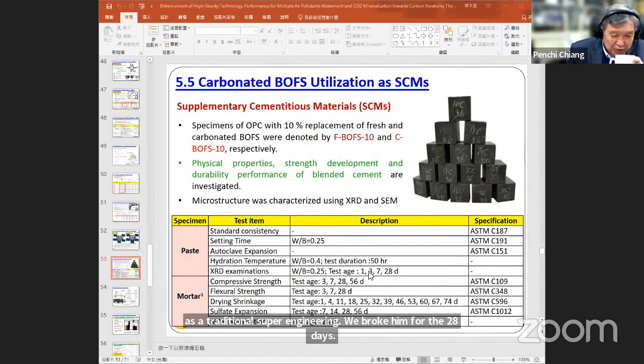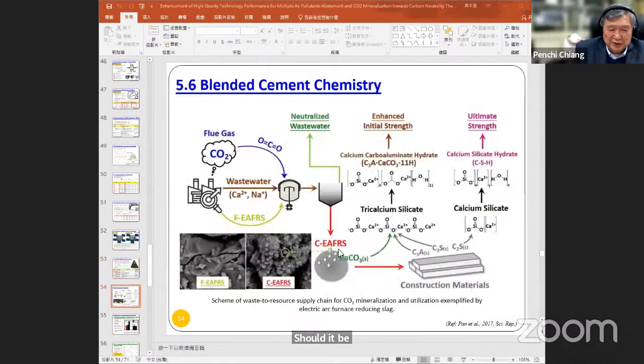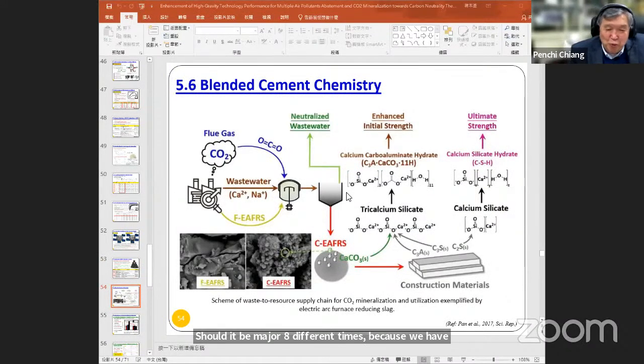So once again, you can see the test age has different times, for some of them tested at 3 days, 7 days, and 28 days, and so on. This means the test should be measured at different times, because we have different expectations for the cement performance. We need an initial strength, that means 3 or 7 days, and the ultimate strength refers to 28 days.